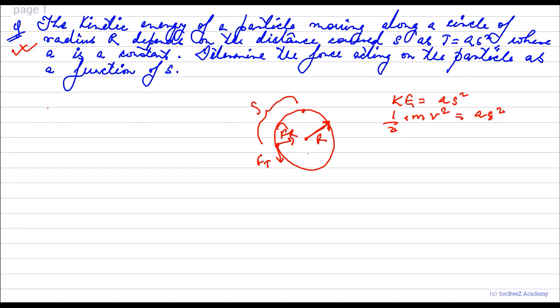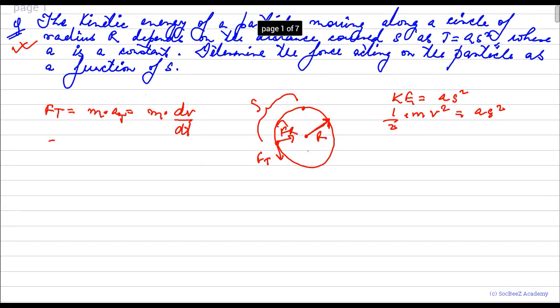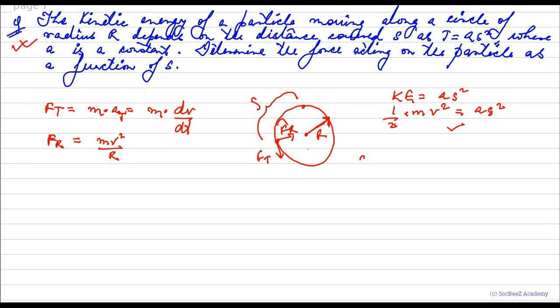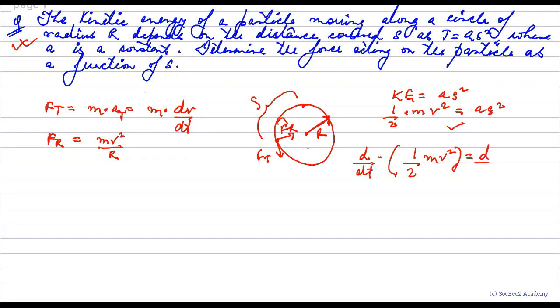Fine. Now ft is nothing else but m into a, which is the tangential acceleration, which can be written as m into dv by dt. Okay, and fr is nothing else but the centripetal force, which is given by m into v square by r. Okay, now from this expression, if I differentiate this particular expression with respect to time, I'll get d by dt of half m into v square equals d by dt of a square.